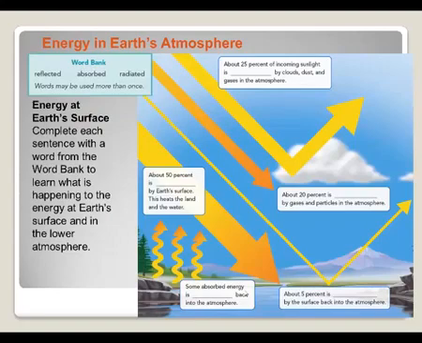Looking at this picture that is also in your note sheet, and looking at the amount of energy that is absorbed or reflected by our planet with regard to solar energy. We're going to complete each sentence with a word from the bank above. And the bank includes reflected, absorbed, and radiated.